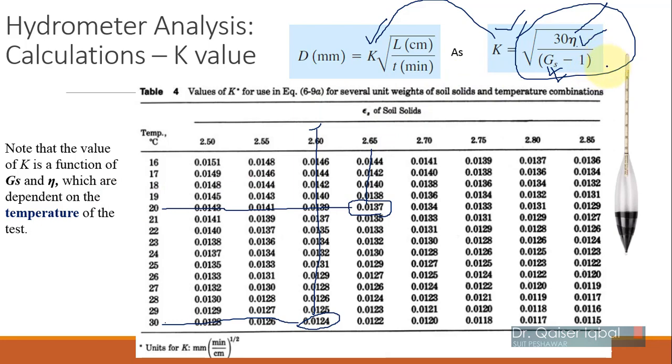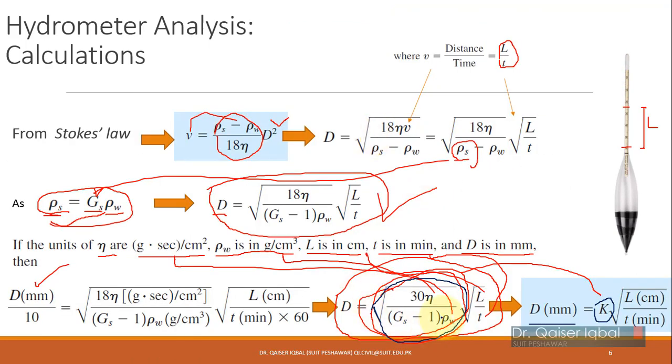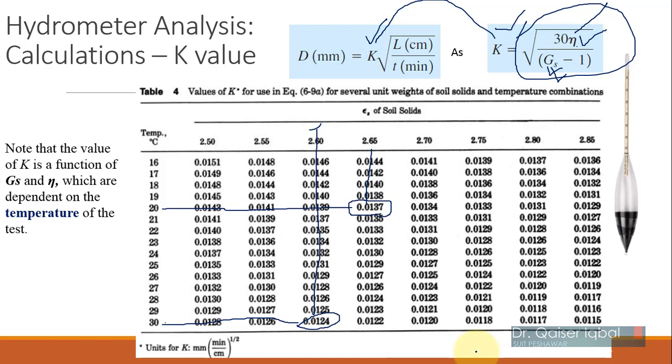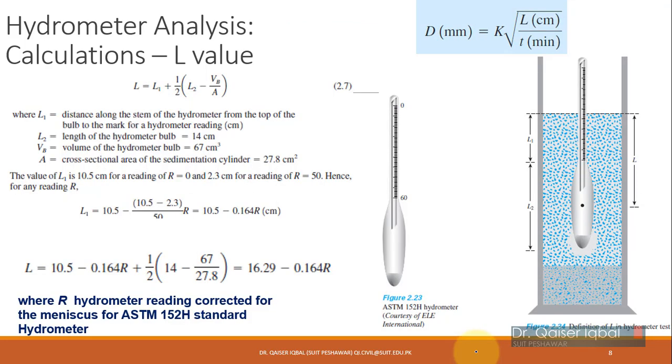Remember, we had rho W multiplied over here as well, but you know the density of water is equal to 1 gram per cc, so it is multiplied as 1 over here, so that's why it is not being shown. If you remember, on the previous slide it was rho W over here as well. So rho W is also being replaced with k, but you can see rho W is equal to 1 because the density of water is equal to 1 gram per cc at 25 degrees centigrade. Now moving on to the determination of the value of L.